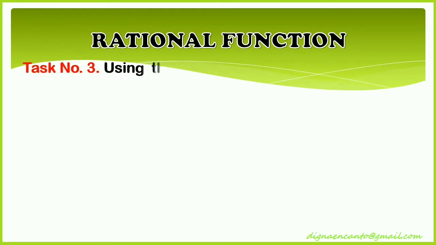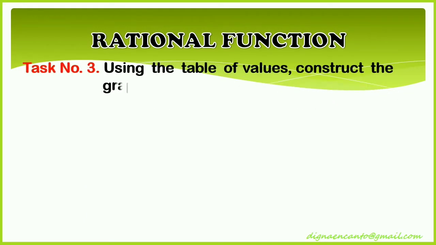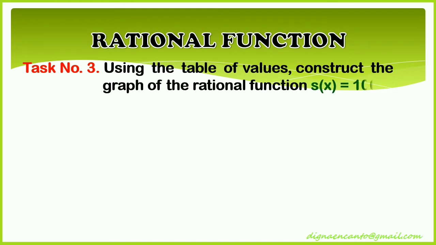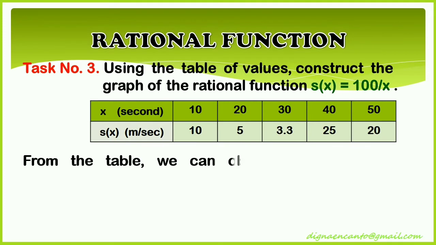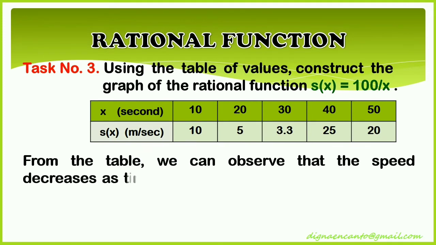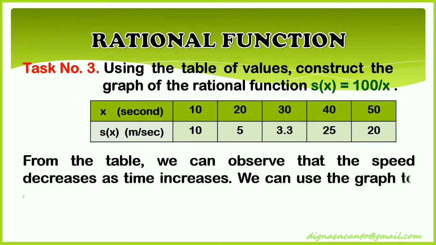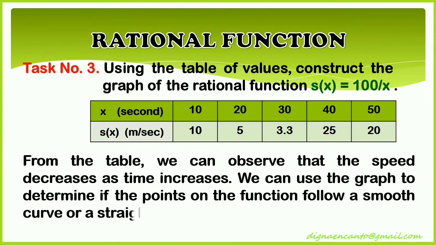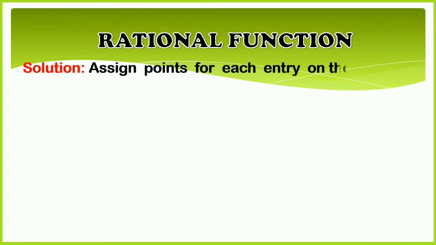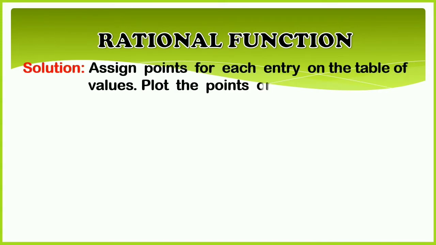Task number 3. Using the table of values, construct the graph of the rational function s(x) = 100/x. From the table, we can observe that the speed decreases as time increases. We can use the graph to determine if the points on the function follow a smooth curve or a straight line. Solution: assign points for each entry on the table of values. Plot the points on the Cartesian plane.